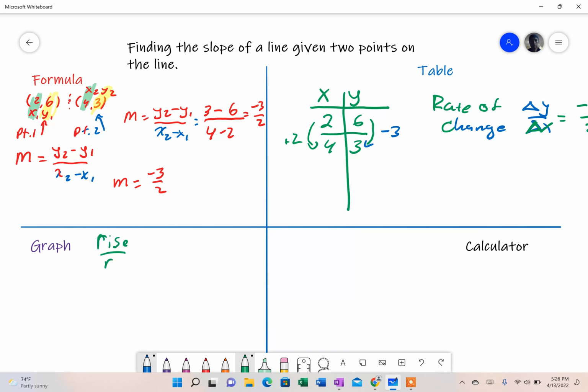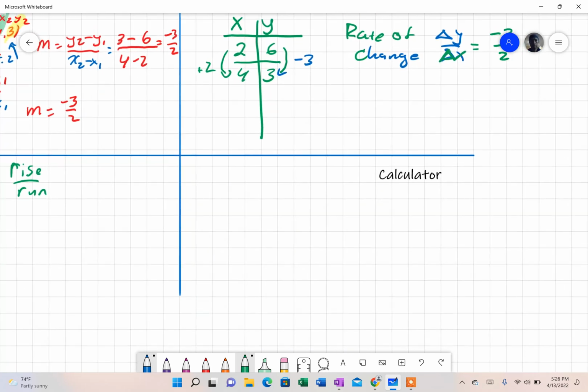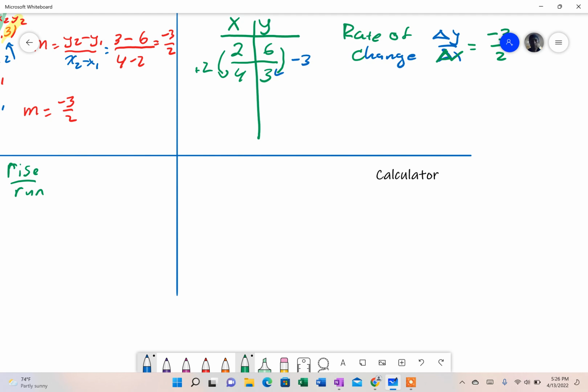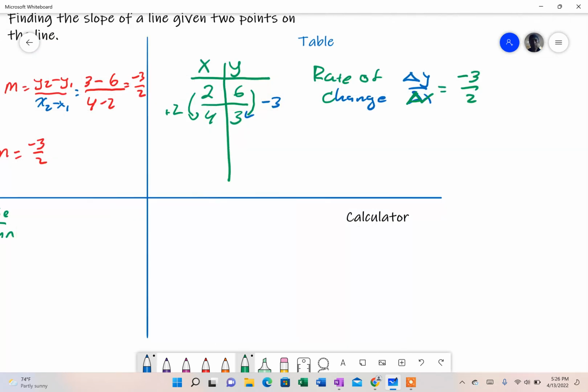And finally, with the graphing calculator or the scientific calculator, you just have to figure out how to enter your values in. You'll have to do it through your data and your stat buttons. And that's it. All right.